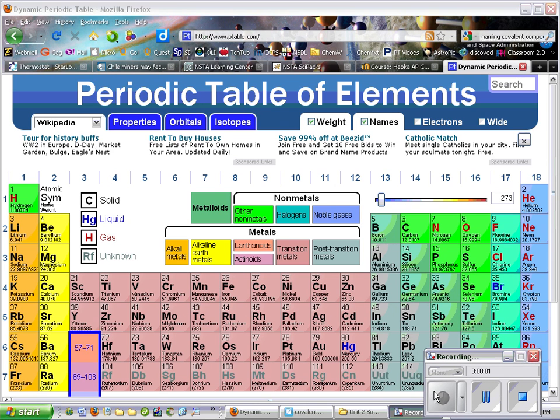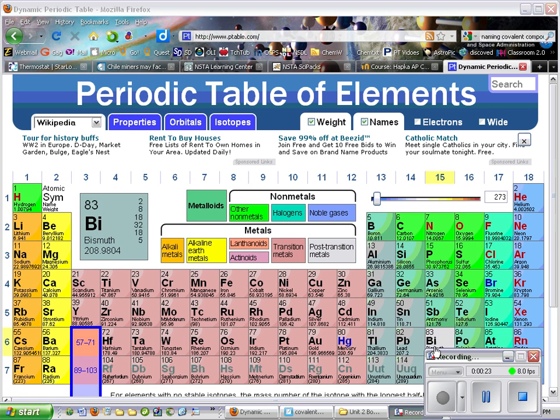This podcast is about how to name covalent compounds. And we know from looking at the periodic table that primarily covalent compounds are nonmetals combined with other nonmetals. Nonmetals are over on this side of the table, on the other side of the metalloid strip, which is right here, and metals are over here on the left side of the table.